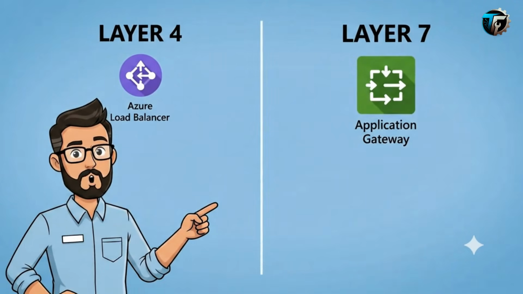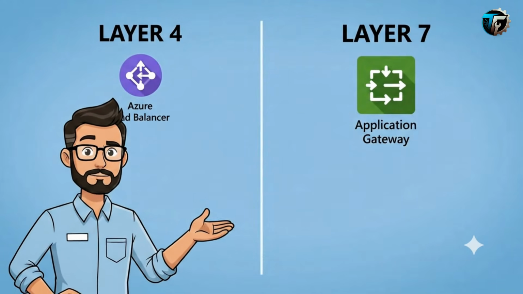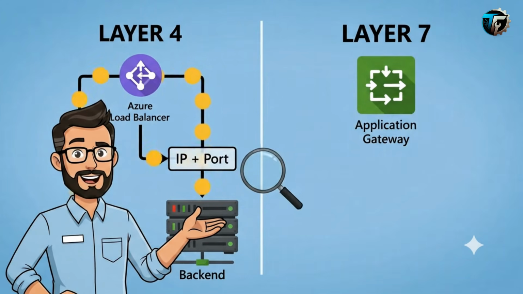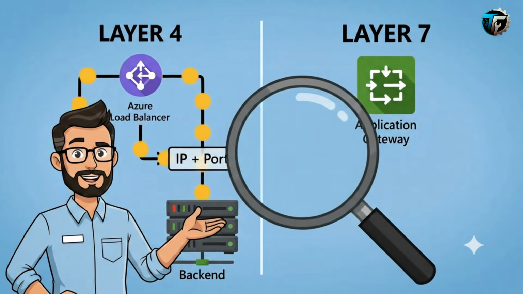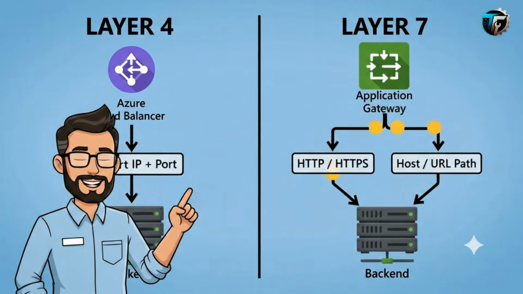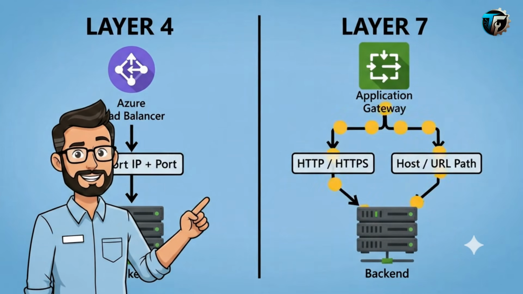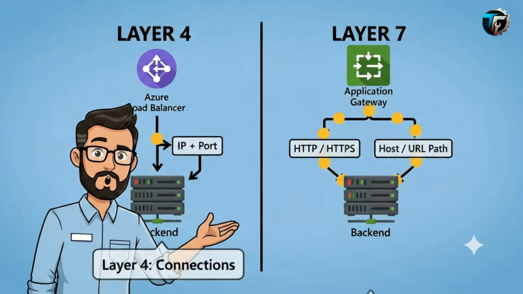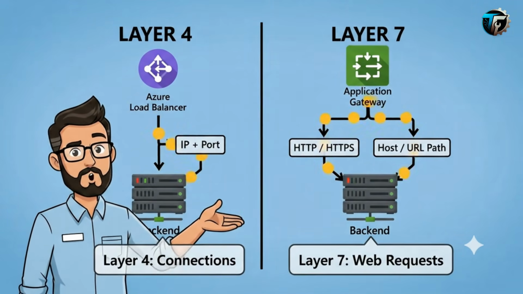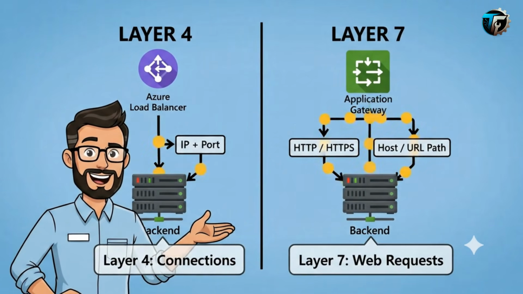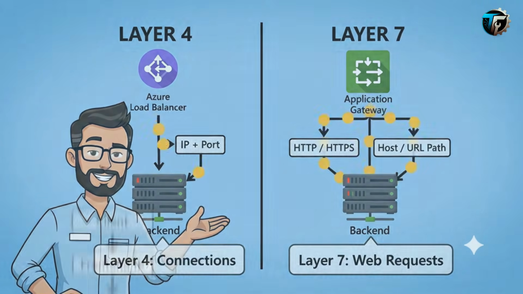Here's one of the most important concepts. Traditional network load balancing operates around Layer 4 concepts such as IP addresses and ports. Application Gateway operates primarily at the application layer, where it can make routing decisions based on HTTP and HTTPS information. So remember, Layer 4 thinks about connections. Layer 7 understands web requests.